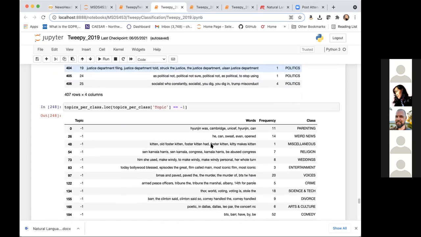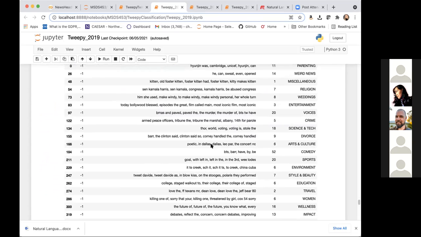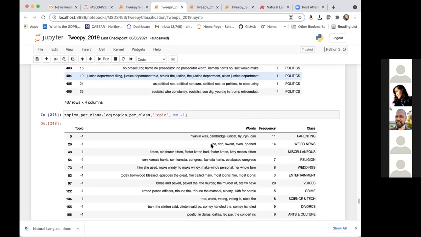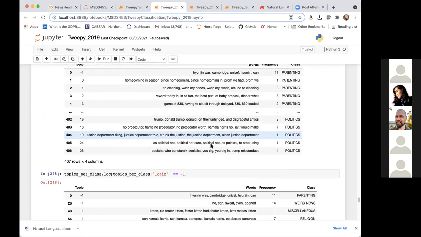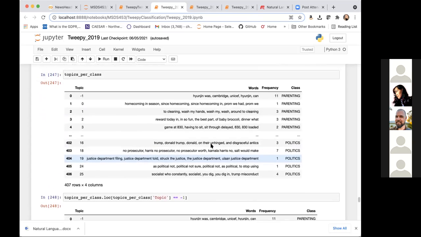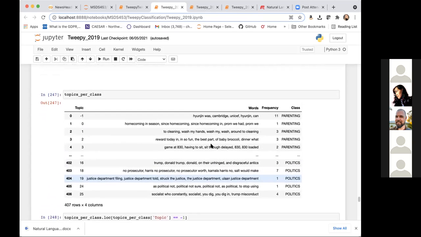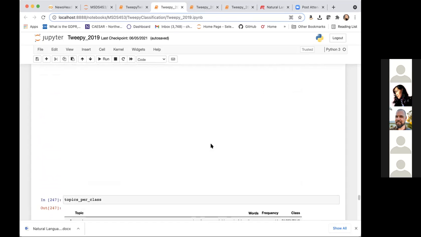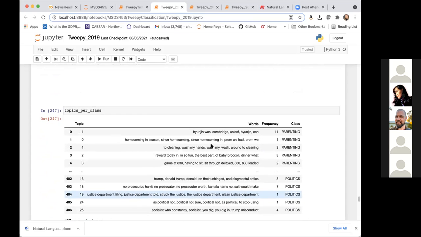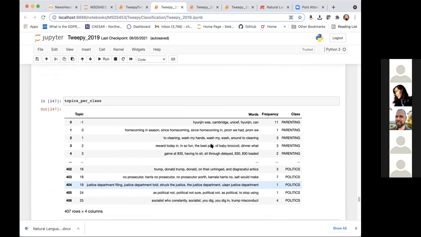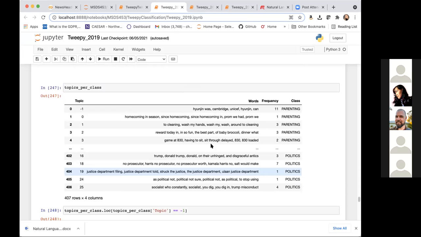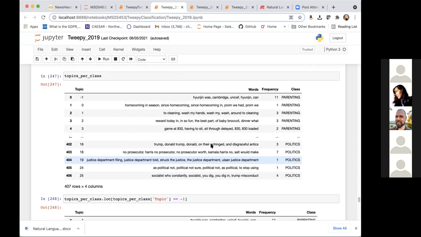I assume that baby is very common in the parenting category, and there's a threshold set to apply the label. I kind of wonder if you could apply weights to it or something.